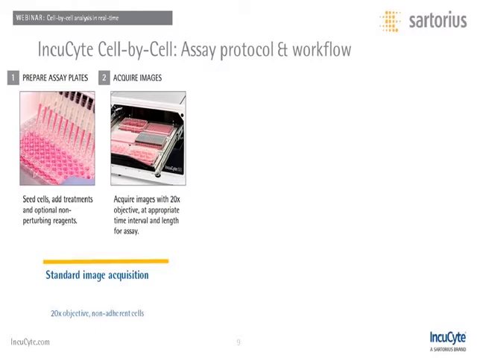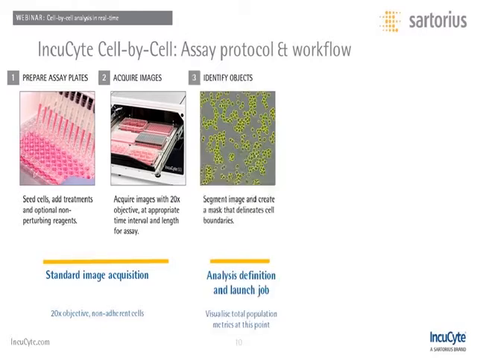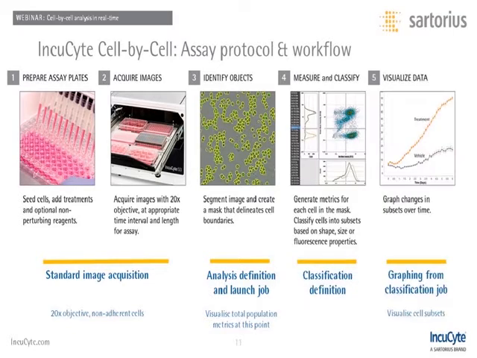And this acquisition step is all done using the 20 times objective. Once you have acquired your images, you can then set up a cell-by-cell analysis processing definition. Currently, this software is optimized for non-adherent cells only. The analysis allows for the segmentation of the phase image and subsequently identifies the cell boundaries. And with this first part of the analysis, you acquire your total cell number metrics.